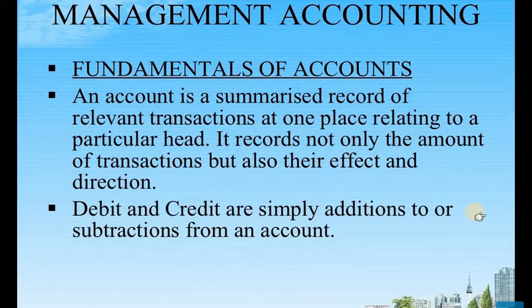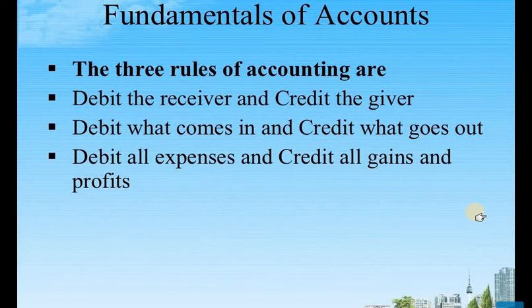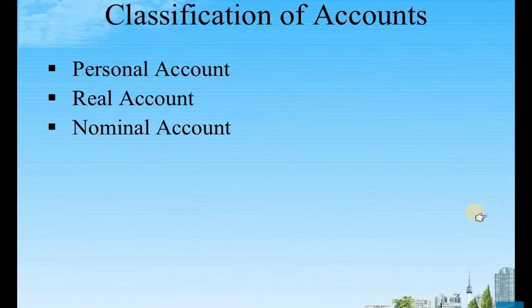Debit and credit are simply additions to or subtractions from an account. So here debit is sometimes adding, credit is sometimes subtracting. It depends on the transaction as well. So fundamentals of accounts, we have three rules of account, which we have already seen: debit the receiver, credit the giver; debit what comes in and credit what goes out; and debit all expenses and credit all incomes and profits. So this we know already. We'll be moving on to classifications of account.